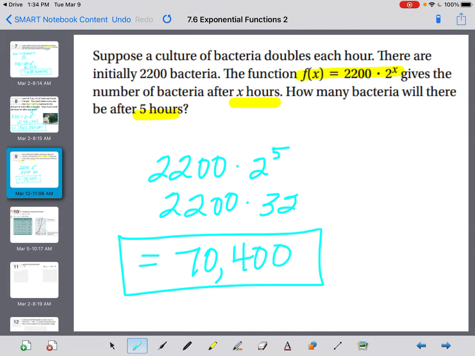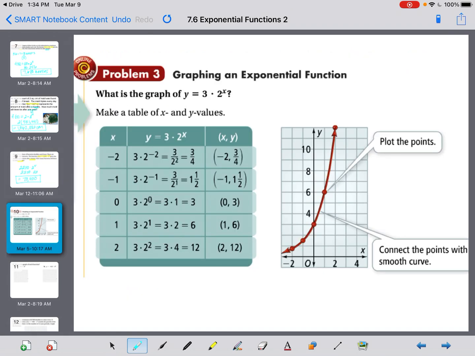70,400 bacteria. Okay, last part of part 1 is about graphing an exponential function. There's no special tricks to graphing this. We're just going to use our same table where we have our x values, our y values, and our function in the middle. We're going to use -2, -1, 0, 1, and 2 so that we have some negatives, a 0, and some positives. And then whatever we get for that answer is going to help give us our ordered pairs that we need to put on the graph.